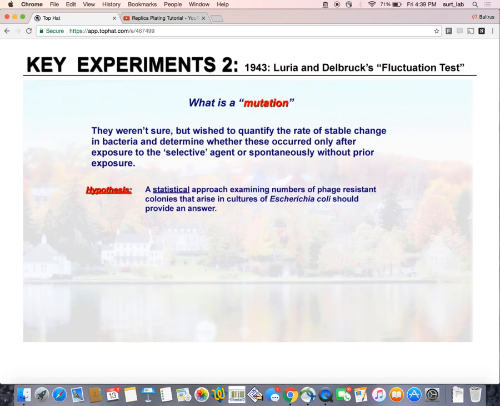So what Luria and Delbrück wanted to do was quantify the state of mutations and then design an experiment to test which one of these camps is right. Do mutations occur randomly, or do they occur only after exposure?